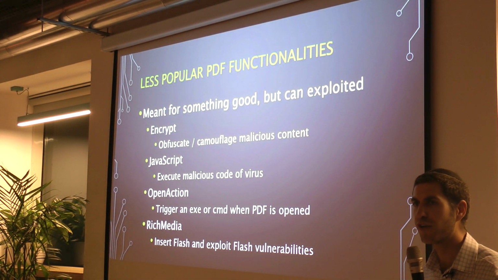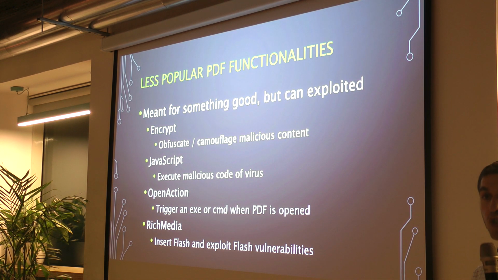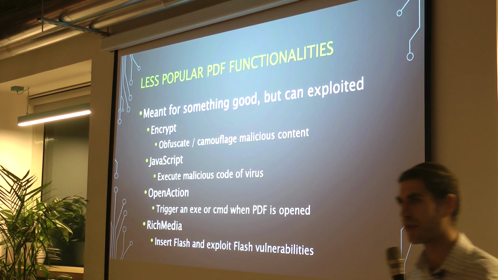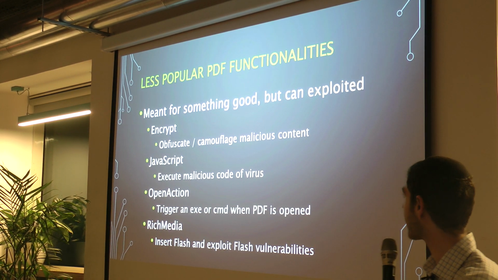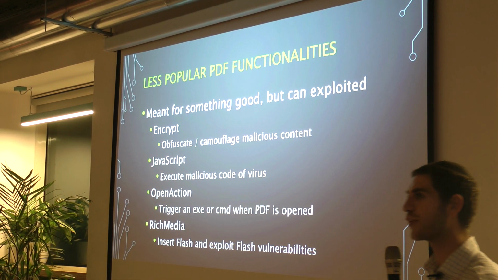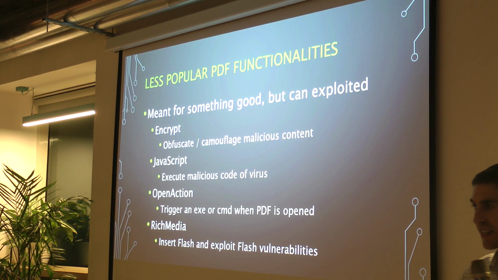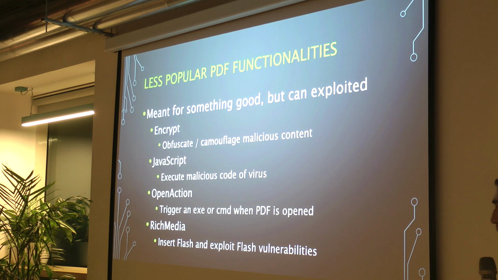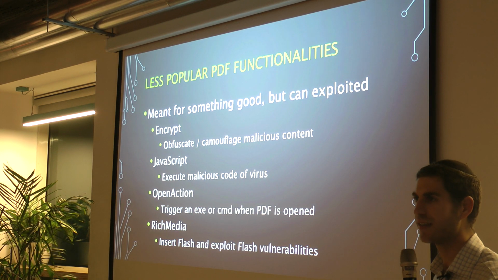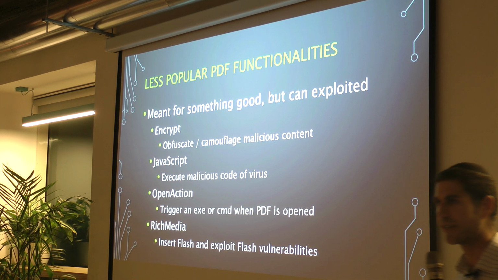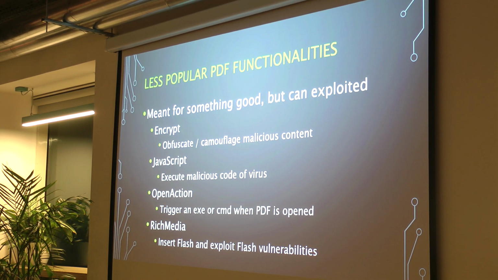So there are different objects, as we said. Images, strings, text, booleans. But there are other objects that were meant to be good, but can be exploited for the bad. For example, encryption. A PDF can be encrypted for a signature, for example, in order to protect the contents. But a hacker could use the encryption to obfuscate and camouflage the malicious content a PDF can contain.